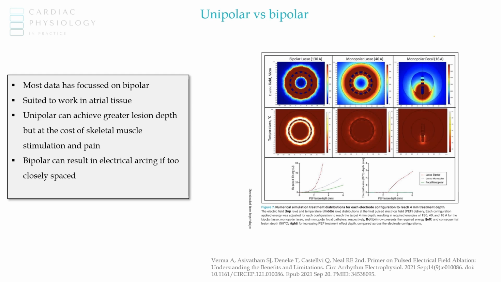Another thing to note with bipolar ablation is that if the electrodes are too closely spaced, it can cause electrical arcing. Therefore, we have to take care when we're deploying these catheters within the heart and make sure that we're happy with the positioning on either fluoroscopy or 3D mapping.